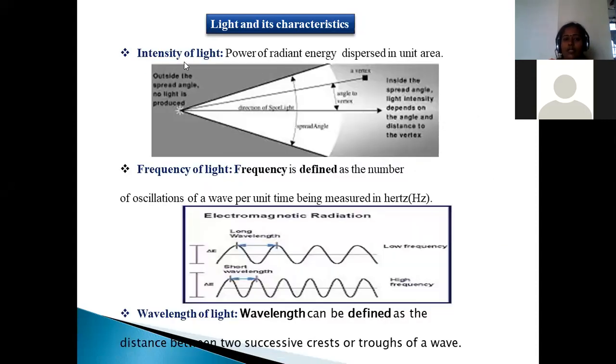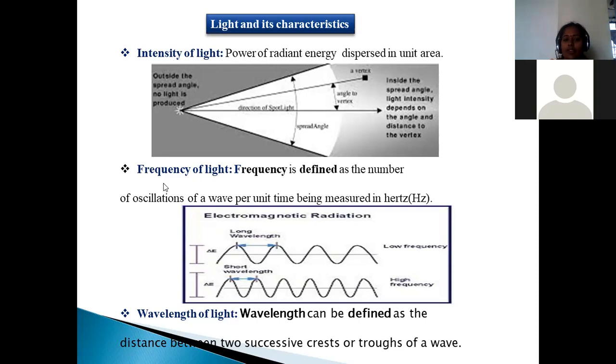Now let us see what is meant by intensity of light. The strength with which light is emitted from the radiation source is known as its intensity. This intensity mainly depends upon how far it travels and what angle it is associated with. Smaller the distance, greater the intensity. Smaller the angle, greater the intensity. So intensity mainly depends upon two factors: one is angle, second is distance traveled.